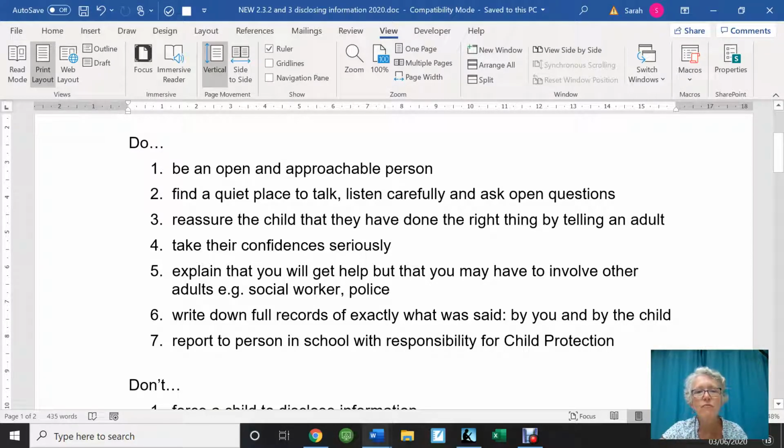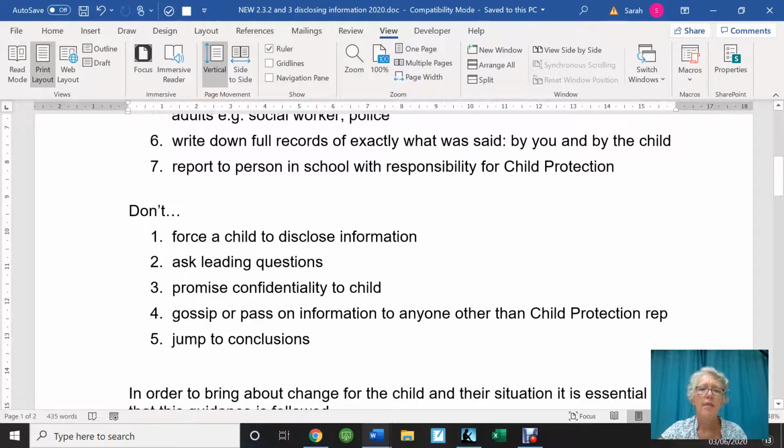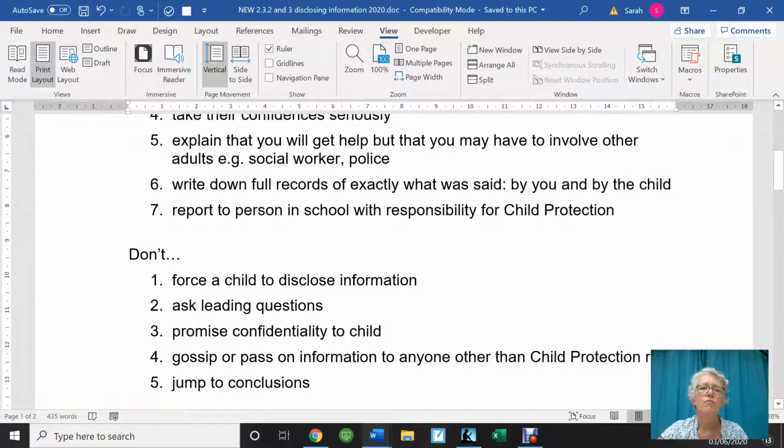Number 6, write down full records of exactly what was said. They want to make sure in the records that you didn't ask any leading questions, and try and write down exactly what the child said. You don't want any confusion or ambiguity. And then report to the person in school with responsibility for child protection. That will be your safeguarding officer, or if they're not available, there should be a deputy safeguarding officer. Find out who they are in your school.